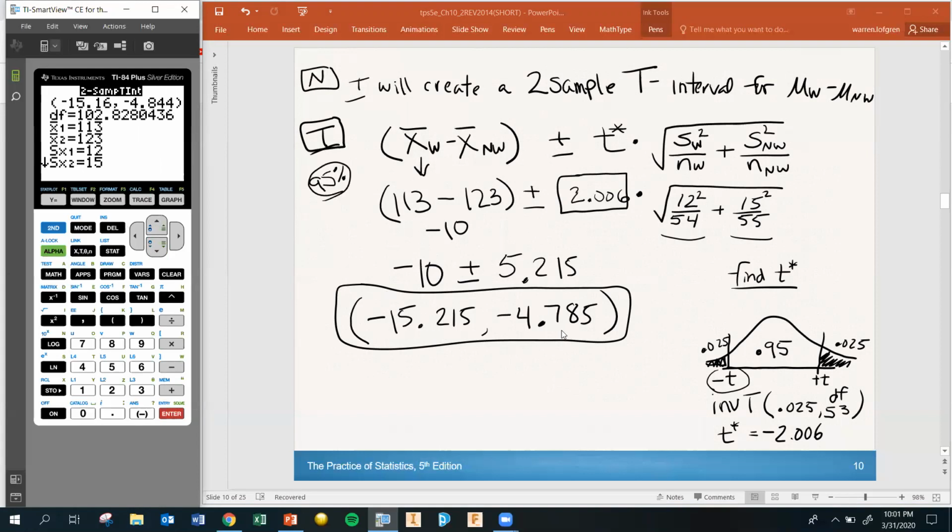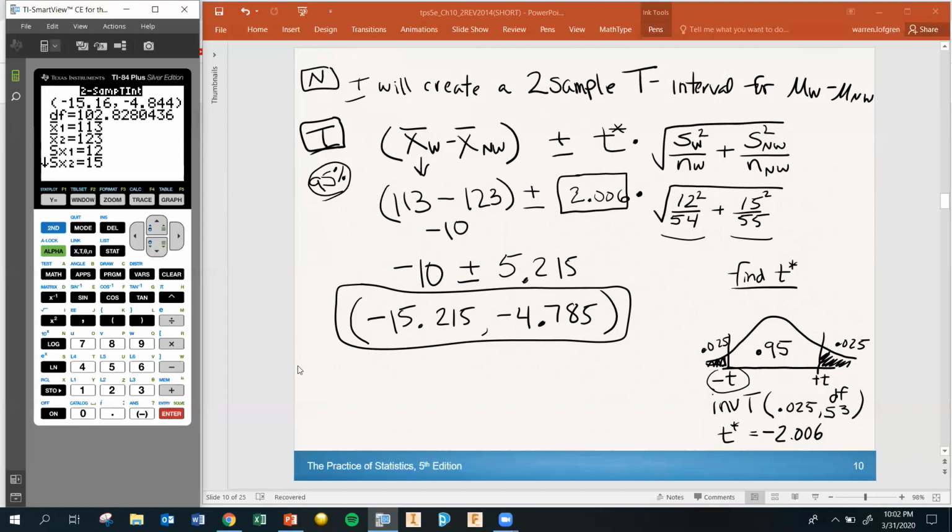If you're thinking that looks like we're a little bit too different, even though it's kind of close, the reason for that goes back to this degree of freedom. We used the shortcut, 53. The true degree of freedom popped out here and we did the calculator. The true degree of freedom is 102.82 about. Now, how you get that is a big, messy formula that you'll never have to use, but the calculator will do it for you. But it's okay just to do this. It's also okay to replace all this work and to say from the calculator, here is my interval.